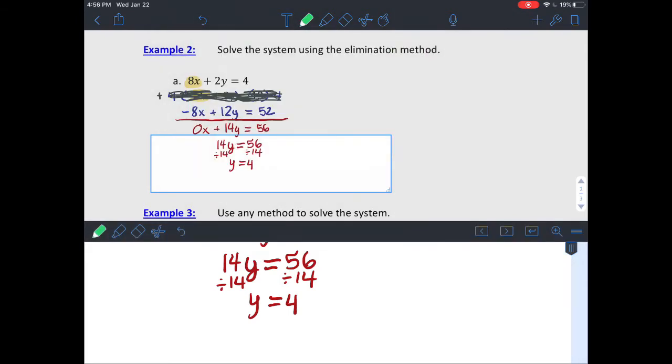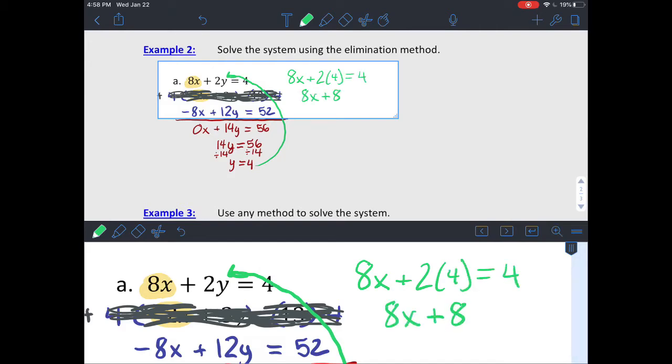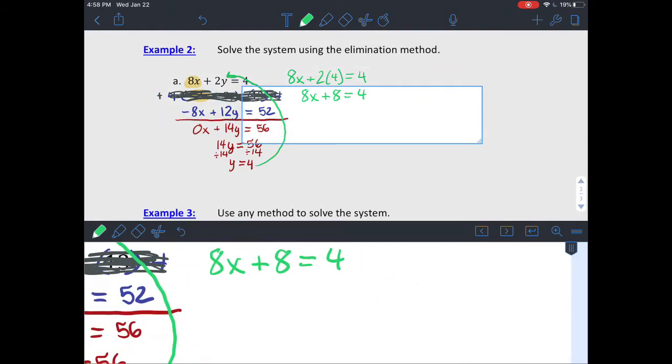Go back to one of my original equations. I'm going to go with this first one. Just plug it back in, you end up with 8x plus 2 times 4 equals 4. So 8x plus 8 equals 4. Subtract 8 from both sides, and then divide by 8. You'll end up with x equals negative 1/2.